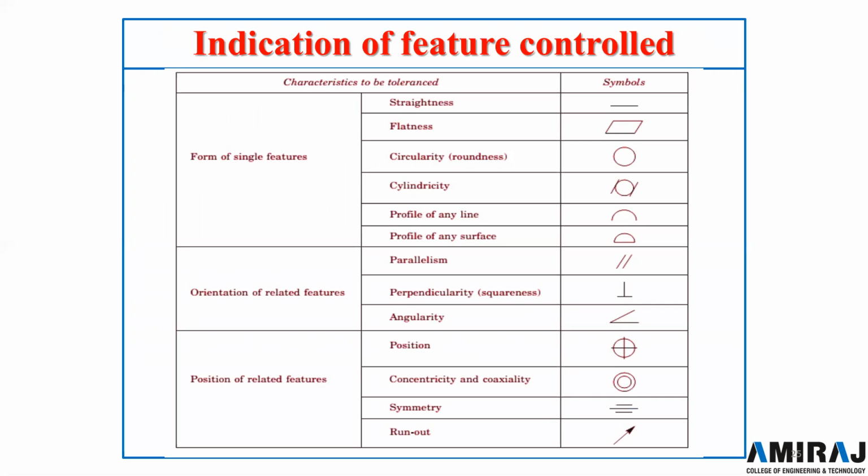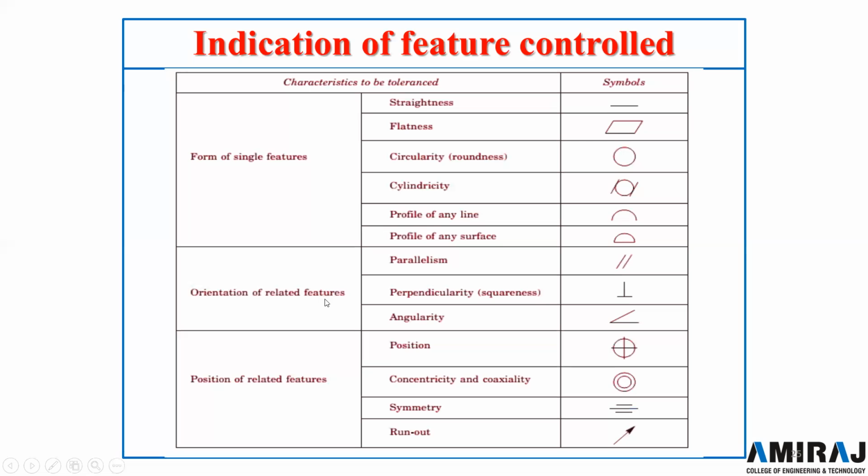First is the form of single features: straightness, flatness, circularity, roundness, cylindricity, profile of any line, then profile of any surface. These are the forms of single feature, which means straight, flat, circular, cylindrical, which means cylindricity, then the profile of any line, then any surface. These are the form of single feature.